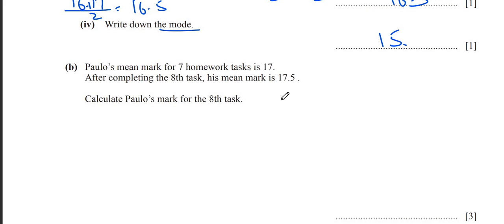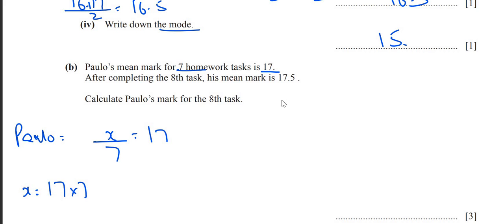Paula's mean mark for 7 homework tasks is 17. After completing the 8th task, his mean mark is 17.5. Calculate Paula's mark for the 8th test. So look, first of all, we need to see how many marks Paula got in 7 tests. Total marks: x upon 7 is equal to 17, because in 7 homeworks he got 17 marks. So x is equal to 17 multiplied by 7. X is equal to 119.